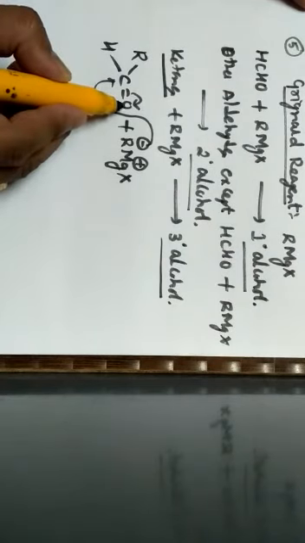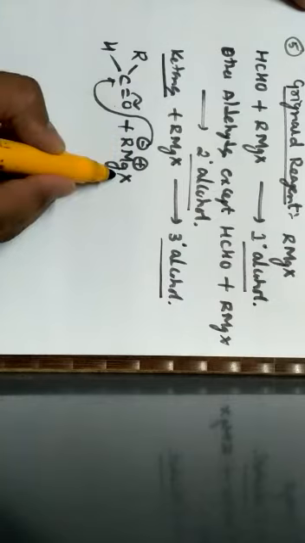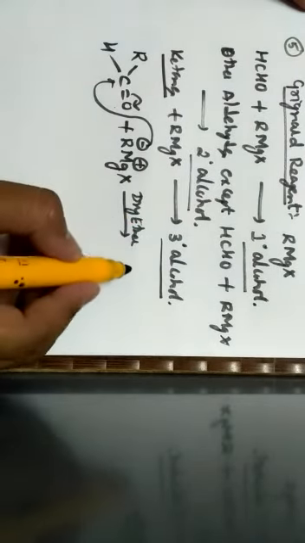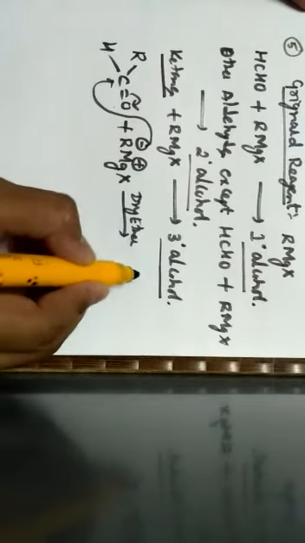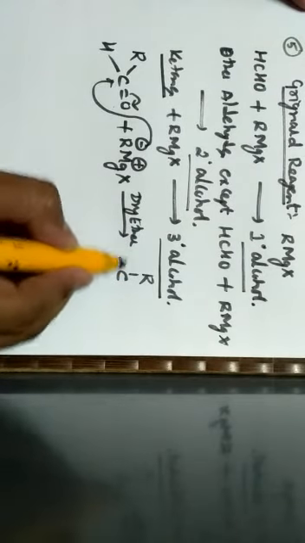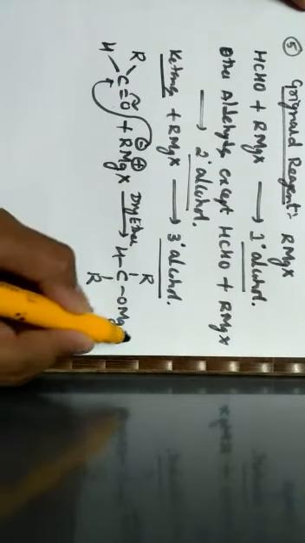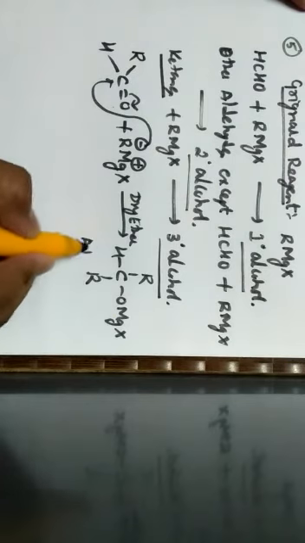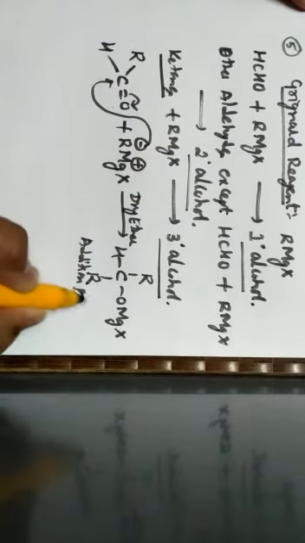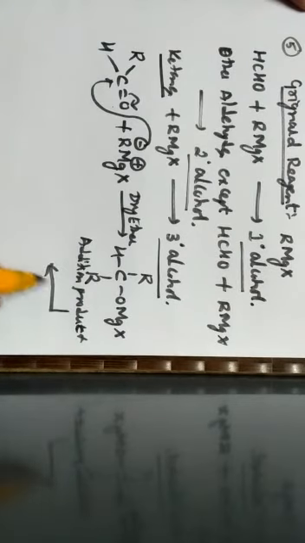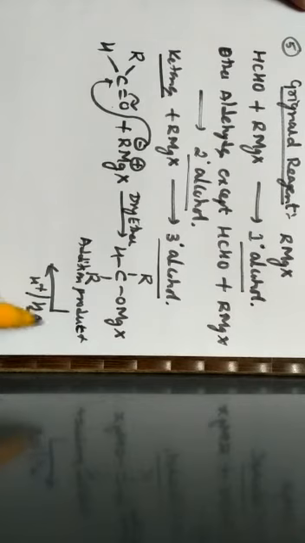place on oxygen. Oxygen becomes negative. The negative oxygen will take MgX, and this reaction always takes place in what? Dry ether. So here what are we going to get? Carbon will be linked with R, that is already there, with one H, with one more R, with OMgX. This is the product which is called what? Addition product. Okay, so this particular addition product is subjected to acid hydrolysis, that is H plus and H2O.